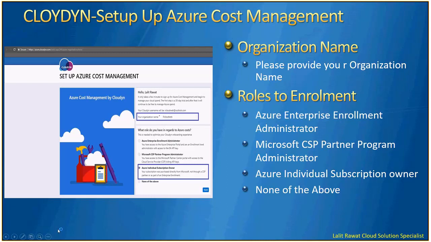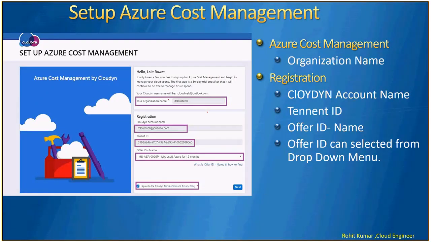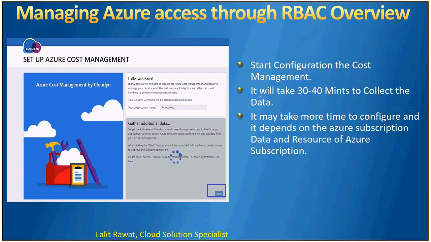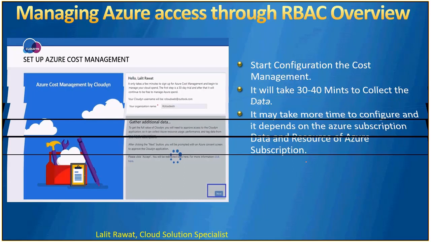So here you can segregate the enterprise enrollment and the CSP customer. I'm the individual, so I select this, and then you provide your organization ID name, the registration ID name, the tenant ID, and here the offer ID. You can drop down and select your offer ID and click on next. Once you click on next, it will start registering. It will take 40 to 50 minutes, depending on how much data you want to use.